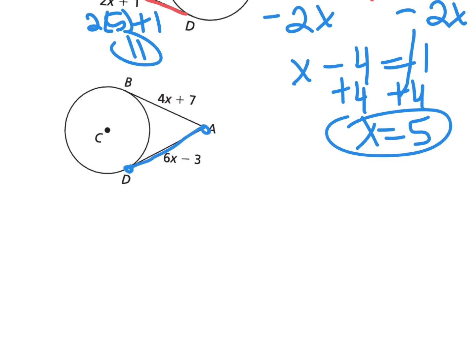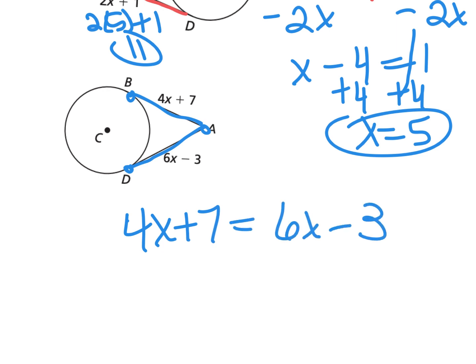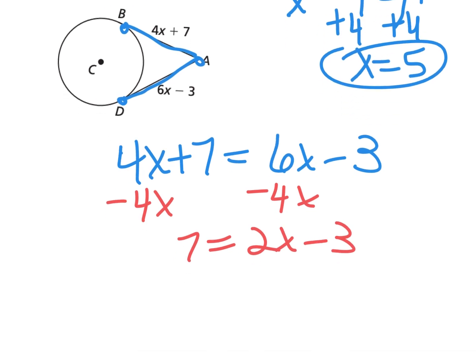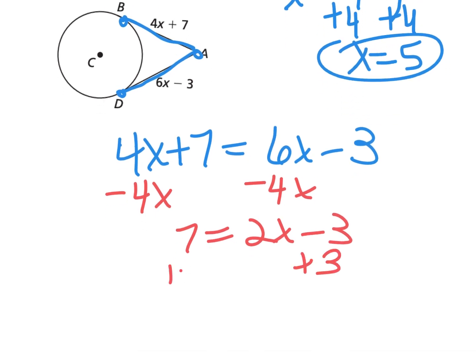Segment, tangent, and they meet outside of the circle. Therefore, we are just going to set our two segments equal to each other. And again, we've got a two-step equation here where we need to get our variables on the same side. So to keep my variables positive, I'm going to subtract 4x from both sides and add 3 to both sides. And when I divide by 2, I get that x equals 5.